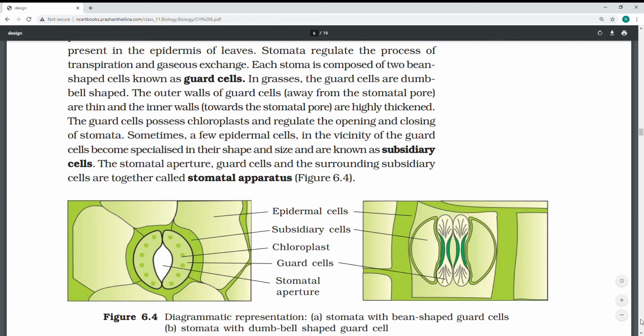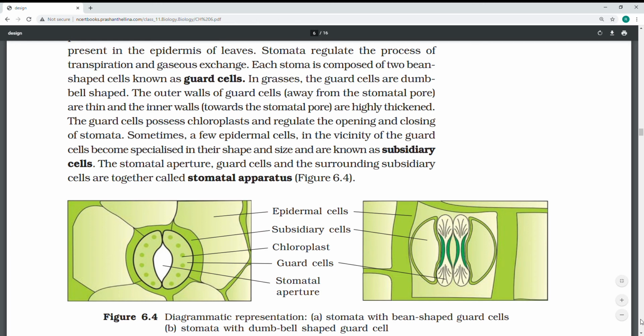So the pore is surrounded by kidney-shaped cells. The pore surrounded by a pair of kidney-shaped cells is called guard cells. If you see the diagram carefully, it looks like two beans. The center is the stomatal aperture, from where water comes outside. Then chloroplasts are there on the kidney-shaped cells, dark green. Upon that are the subsidiary cells, flower-like epidermal cells. The outer thin walls are called the adaxial surface and abaxial surface.